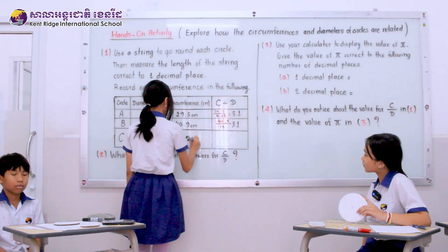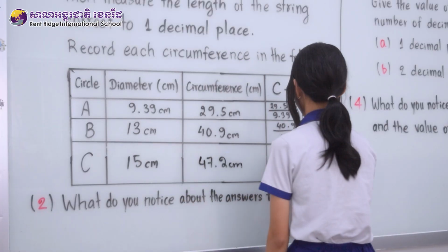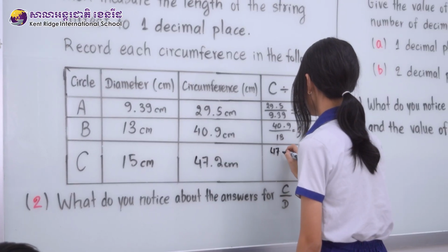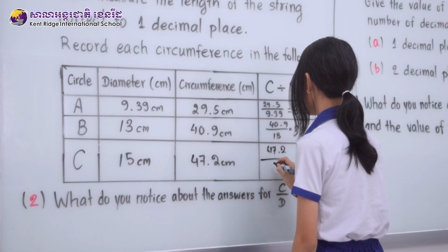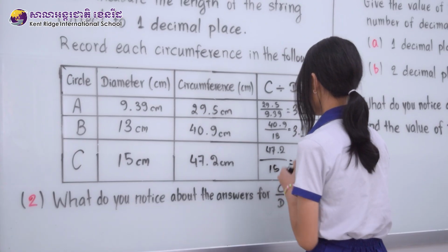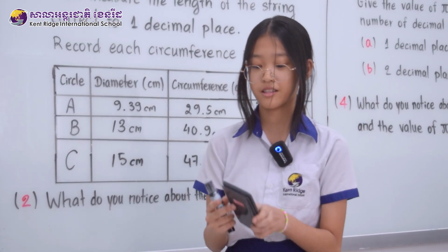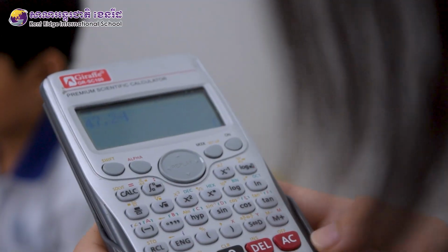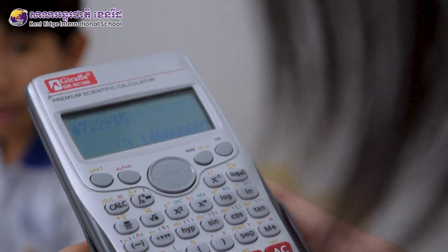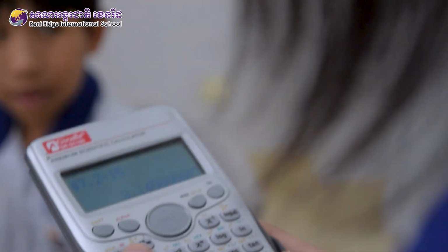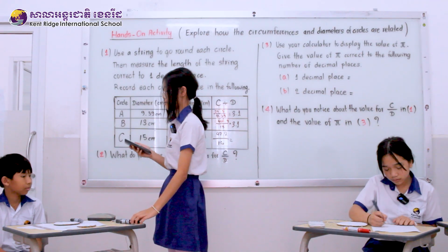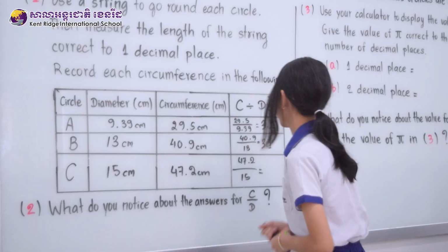47.2 centimeter. Now I'm going to do the same thing and take 47.2 divided by 15. And again, we're going to use a calculator. 47.2 divided by 15, which equals to 3.14 and other numbers. But we're only going to take the first decimal place, so it's going to be 3.1.